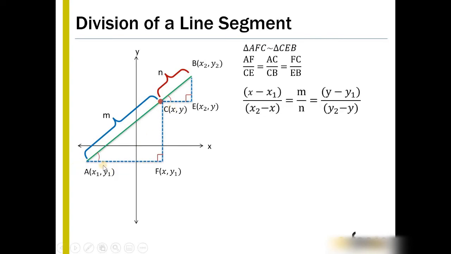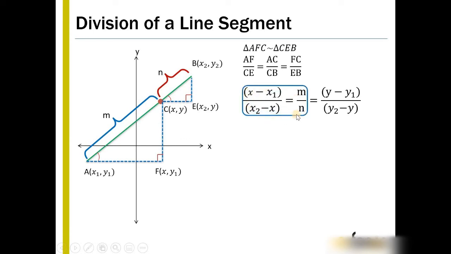In other words, x minus x1, which is this distance here, over x2 minus x, which is this distance here, is the same as m, this length here, over n, this length here, which is the same as y minus y1, this length here, over y2 minus y, this length here. We're trying to come up with a formula for xy, so we can use this first part to come up with a formula for x.